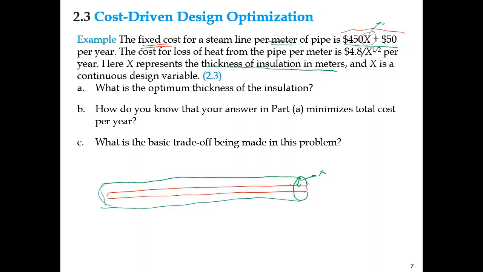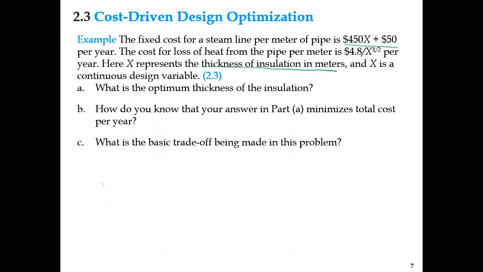On the other hand, when you increase the insulation material, what do you expect? The heat loss from the pipe per meter will be less as you increase the thickness, right? So when you look at these two functions, simply you can see this. Let me sketch a graph for you.